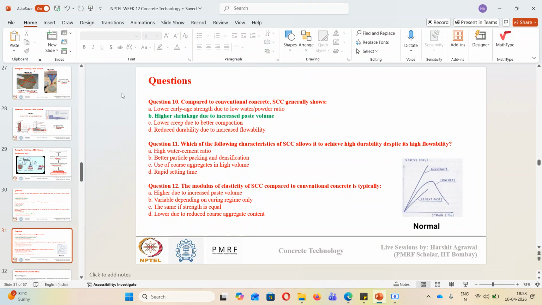Question number 11. Which of the following characteristics of a self-compacting concrete allows it to achieve higher durability despite its high flowability? So, though we are talking about high flowability and such a high water to binder ratio, why does self-compacting concrete also achieve higher durability?